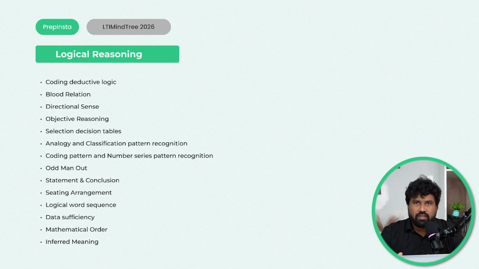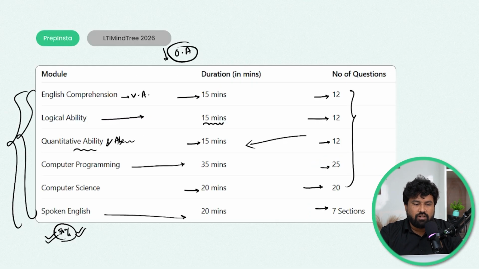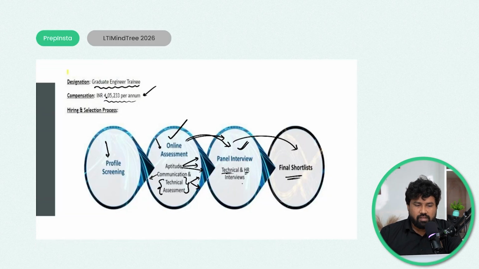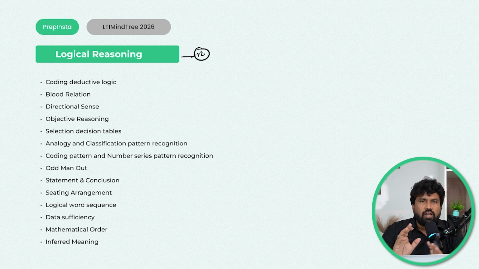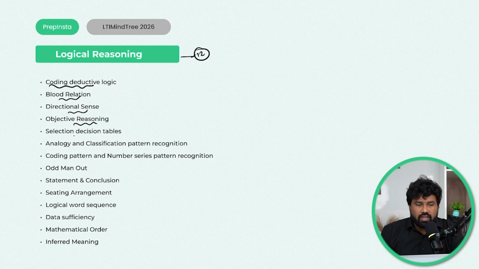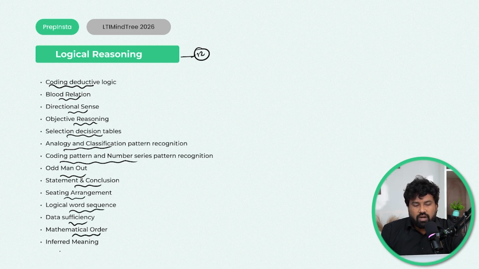Next, logical reasoning. So first we are talking about the aptitude section according to what they have given, right? See, aptitude we are completing now. So we completed verbal, we completed quant, we will go into the logical. Logical also they are giving 12 questions. Difficulty level is easy to medium. Okay, just you need to do is practice of these questions. So coding, deductive logic, blood relations, directions, objective reasoning, and selection decision table, analogy of the classification, coding pattern and number series, odd man out, statement conclusion, seating arrangement, logical word sequence, data sufficiency, mathematical order, and inferior meaning.